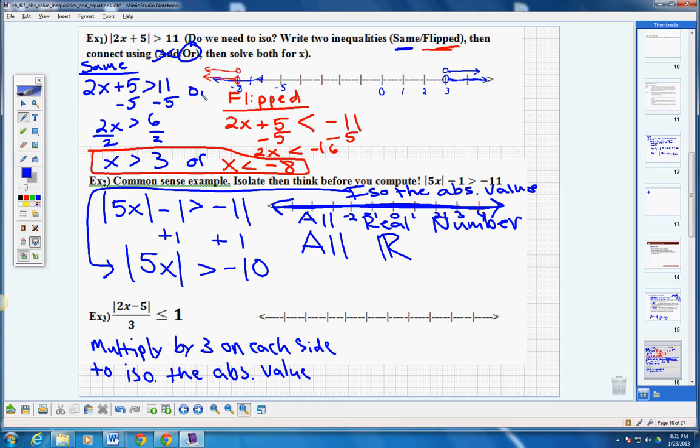whenever they are connected by OR. The reason being is because the inequality points toward the constant. It points away from the absolute value. Once we get down to the solution, that's after we set it greater than 11 or less than negative 11. Notice how I flipped it good. I get x is greater than 3 or x is less than negative 8.